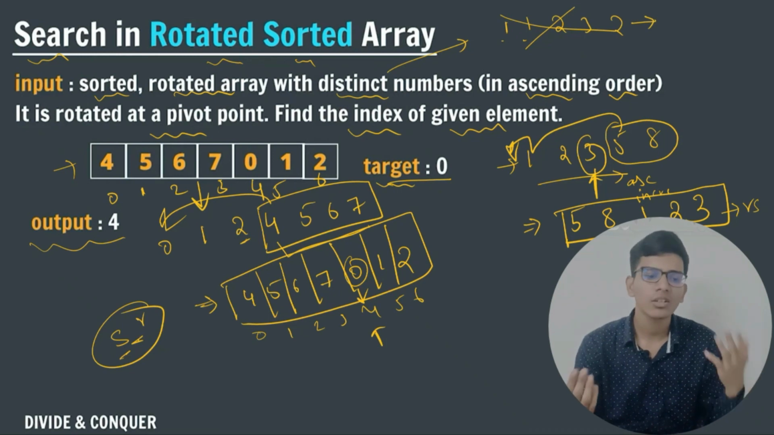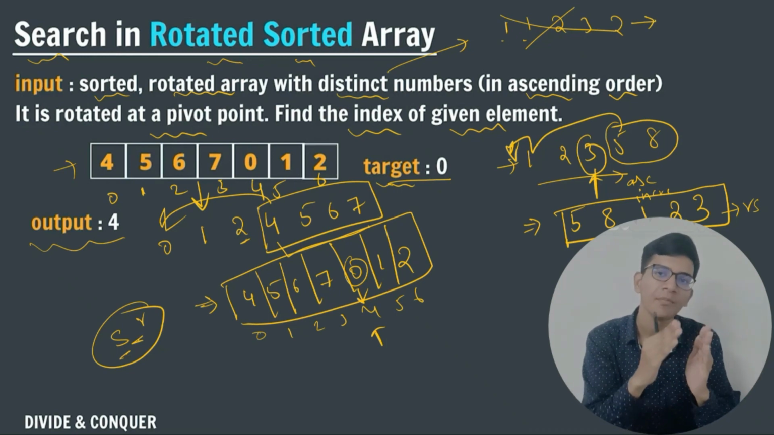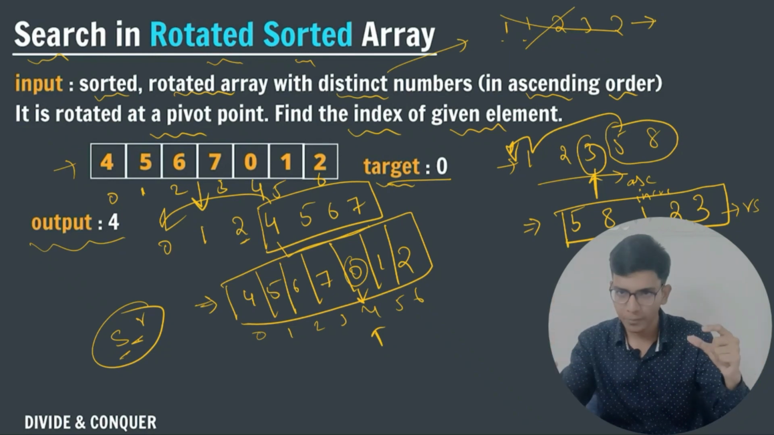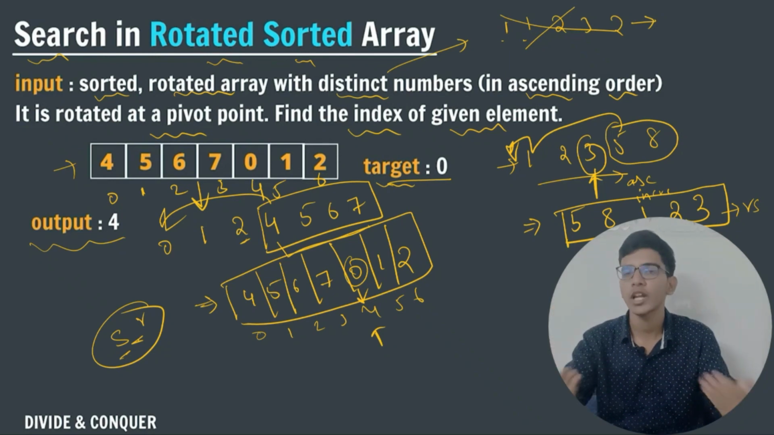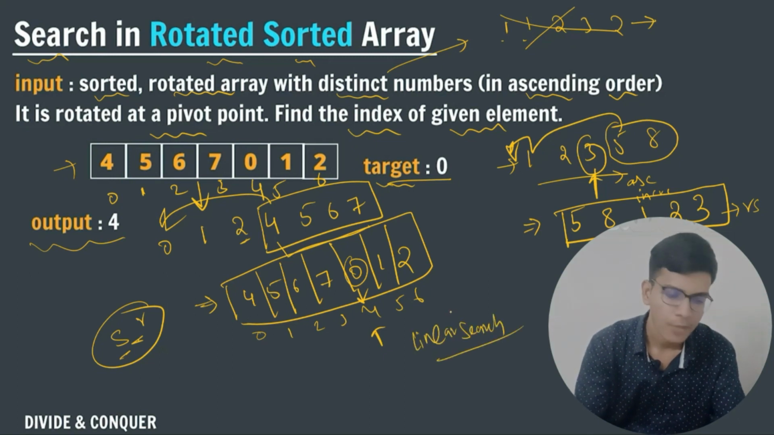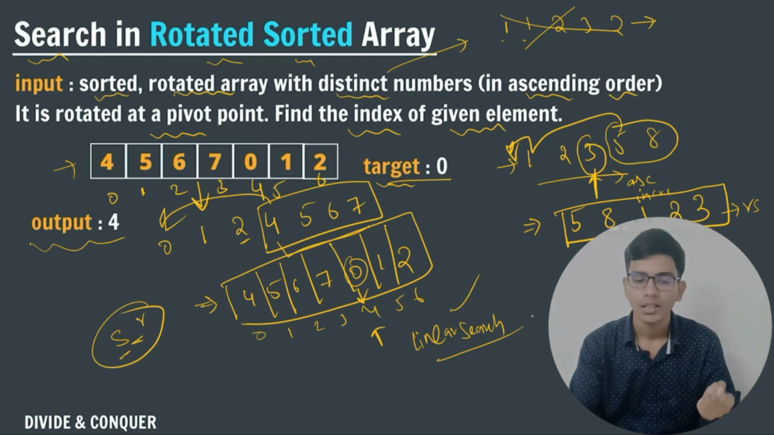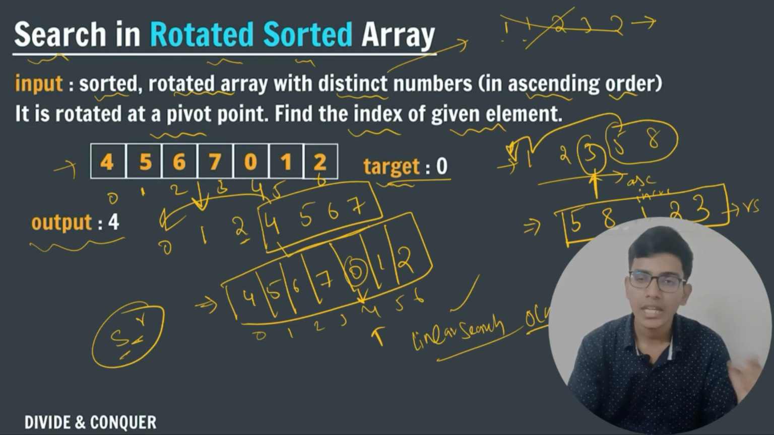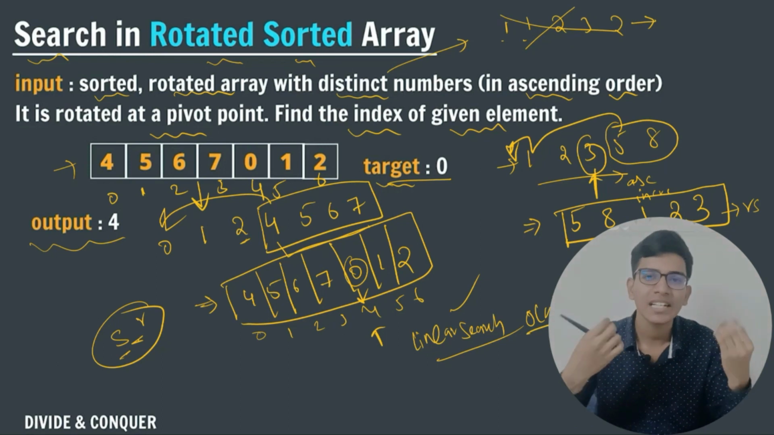Now you can say that we can apply linear search, iterate through each index, and find if the target is equal to the present element. If not, move to the next iteration. Linear search will absolutely work here, but the time complexity of linear search is O(n). So here we are going to do a different approach.